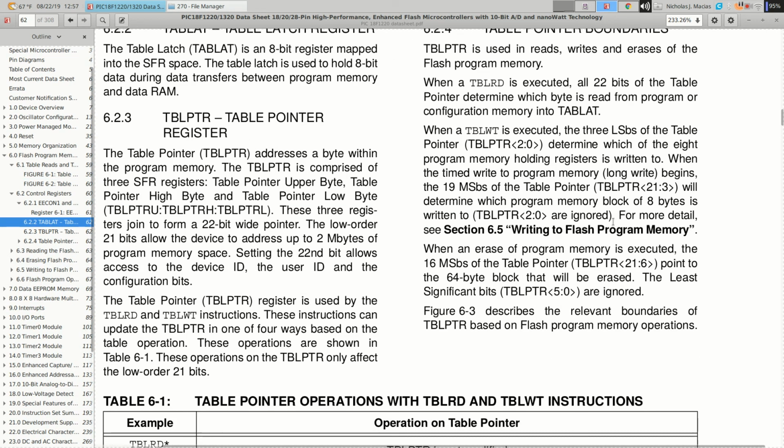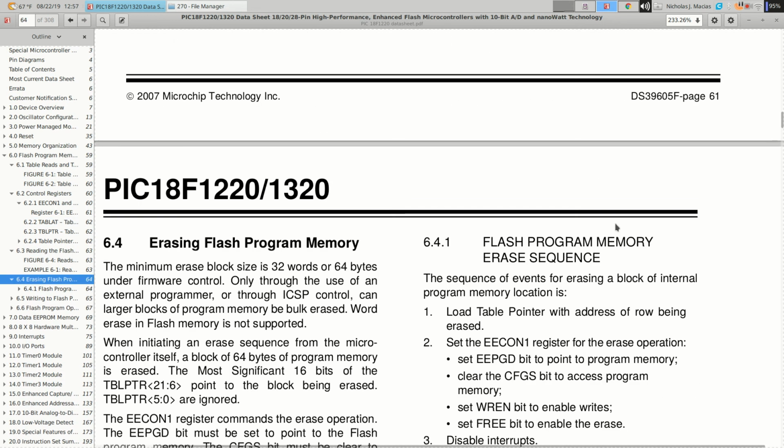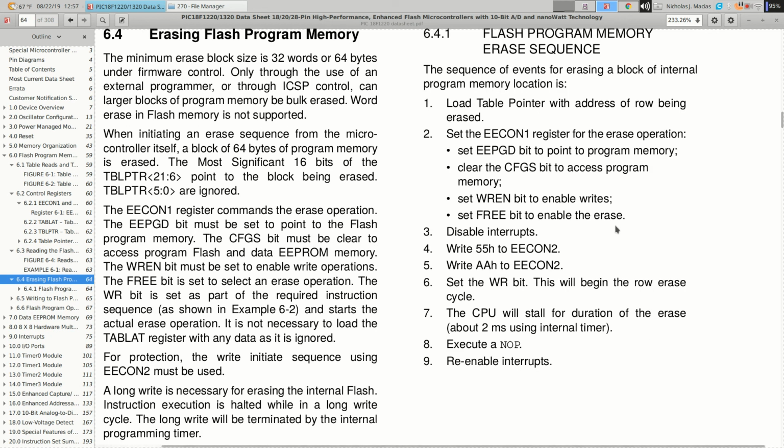So you have to go through a handshake. And this is part of why we're not getting into this in more detail. But you got to do all of these things. Load the table pointer with the address of the row being erased. Set the econ1 register for the erase operation. Set a write enable. Disable interrupts. That's important. Then you have to write a 55 to econ2. Then you have to write an AA to econ2. That's your secret handshake. Then you set the write bit, and then the CPU stalls for the duration of the erase, and then you can re-enable interrupts. Okay, that's for erasing a value.